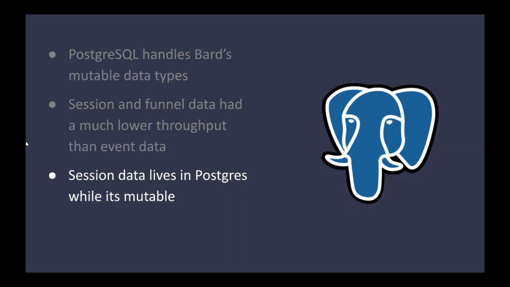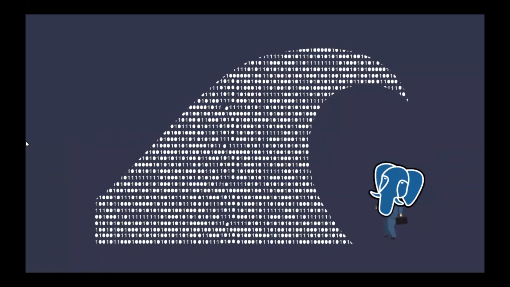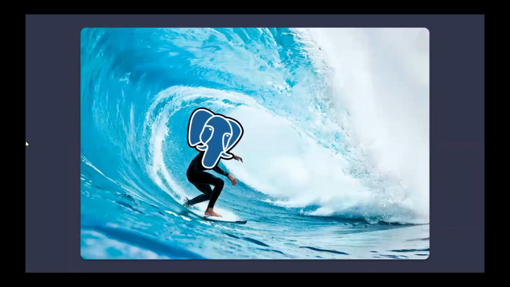Marcin will discuss this process in detail shortly, but for now, the important idea is that the low volume of session and funnel data made them much easier to work with than our event data. So where Postgres would have gotten swamped by a high volume of event data, it's able to surf the wave perfectly for funnel data and active session data.